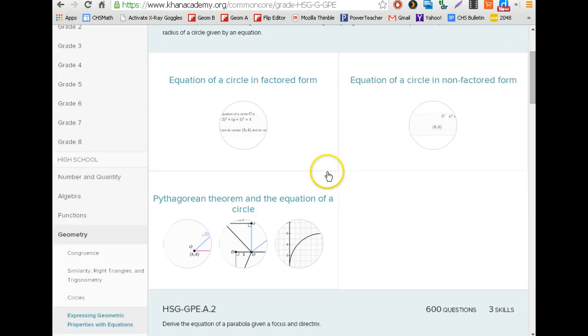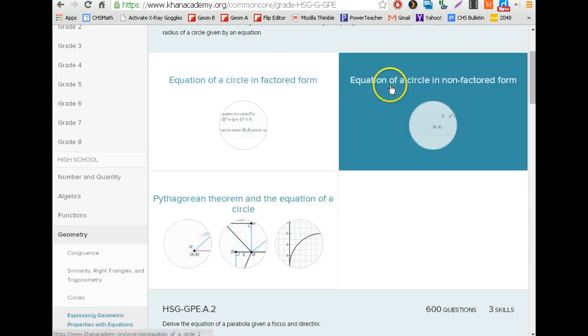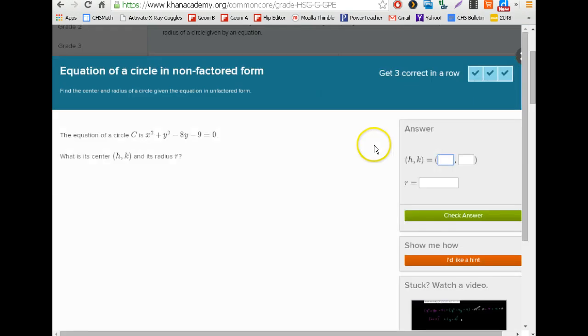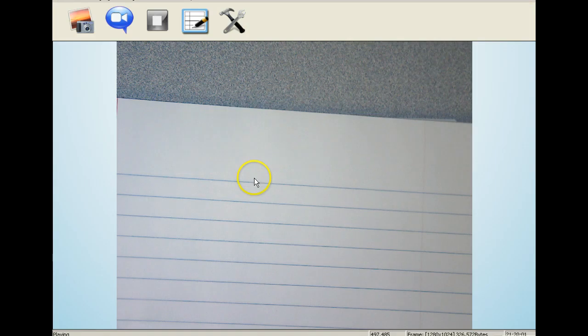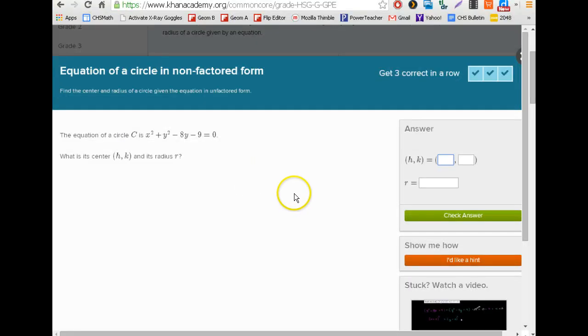And the next one we're going to try is this problem here. It says equation of a circle in non-factored form. So we have here an equation of a circle, and we got a little bit of a problem here, because it's not in (x − h), (y − k) form. I'm going to write this one out and work through it. So this is where we're going to do that whole trick about completing the square, right? So we're going to complete the square to factor this out.